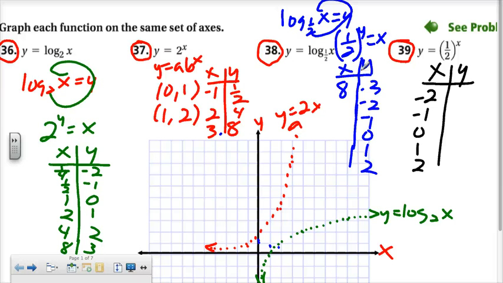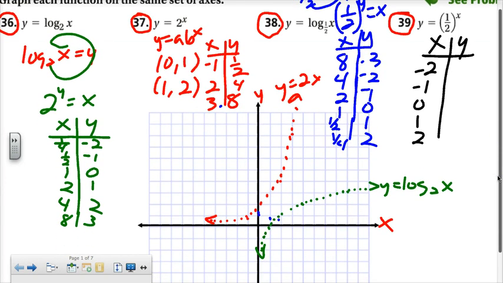1/2 to the -2 will flip it and square it. That's 4. To the -1 will be 2. Anything to the 0 power is 1. The first power is 1/2, and the second power is 1/4. So we have 8, -3. I better move this up so you can see all of that. Then we have 4, -2. 2, -1. 1, 0, 1/2, 1, 1/4, 2, and we can definitely see what's going on with this logarithm at this point.